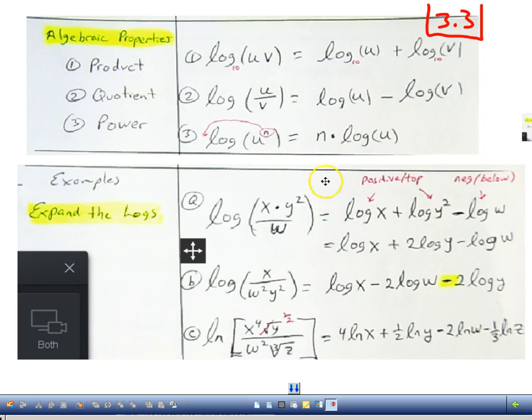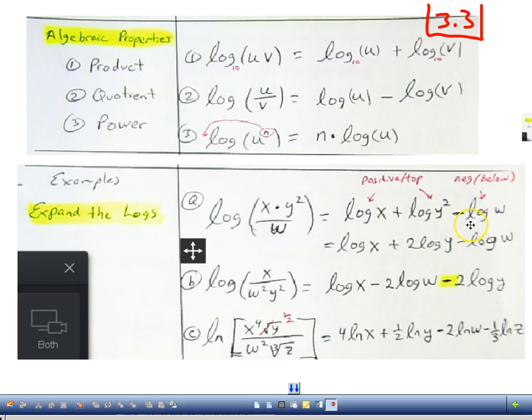This is equivalent, according to our properties, to the sum and difference of three simple logs. And I say three of them because we have three variables. So we're going to get log of x plus log of y squared. And we get that because we can see that the x and the y squared are multiplying. It's a product. And then we get minus log w because the w is dividing.